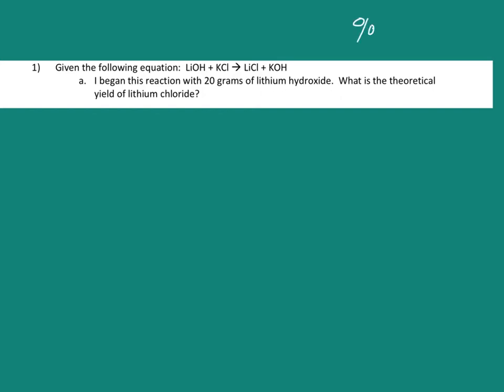So this is the first problem from the percent yield worksheet, just to show you how to do that, and then you should be good for the rest of the worksheet, right? So the equation is already balanced, and it gives you a value in grams for lithium hydroxide. So it's important, first of all, to make sure your equation is balanced.